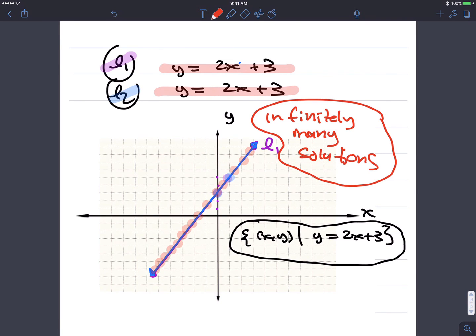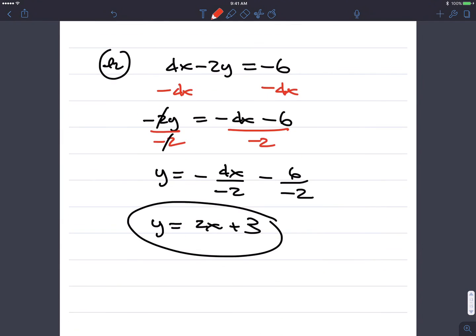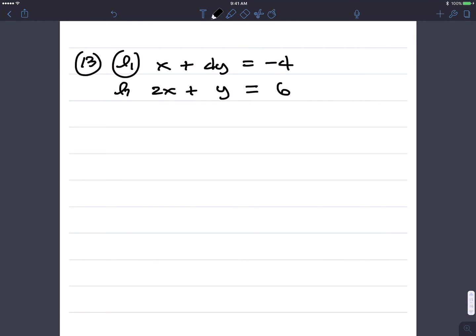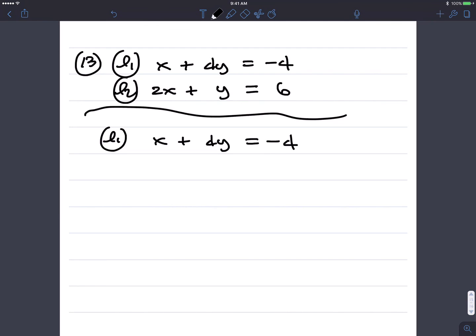Let's double check. Number 11. So it means number 13. X plus 4y is negative 4. 2x plus y is positive 6. Line 1 and line 2. Line 1. X plus 4y is negative 4.